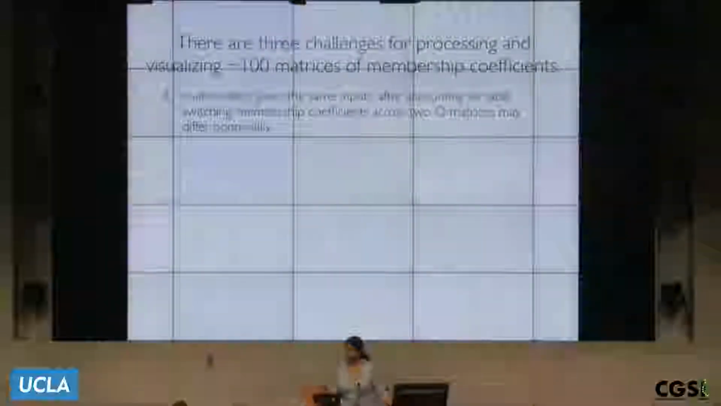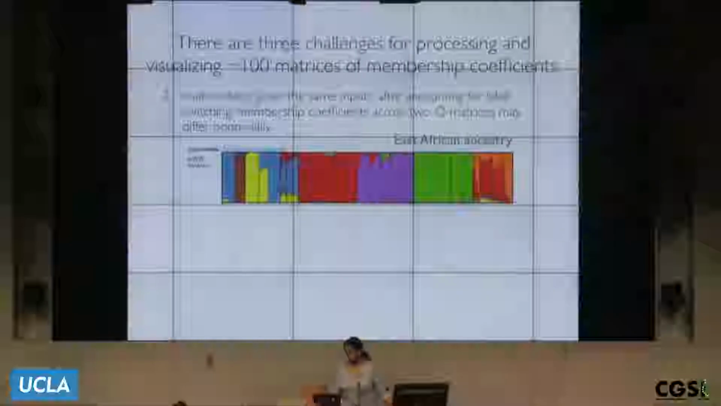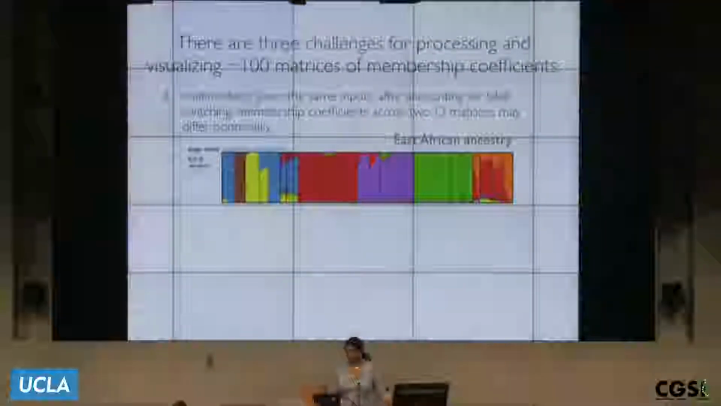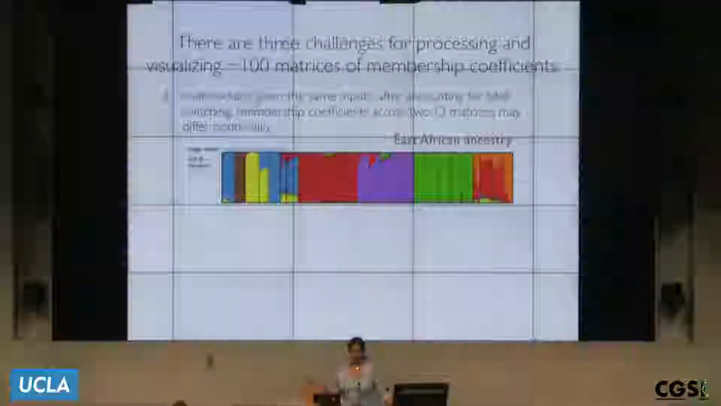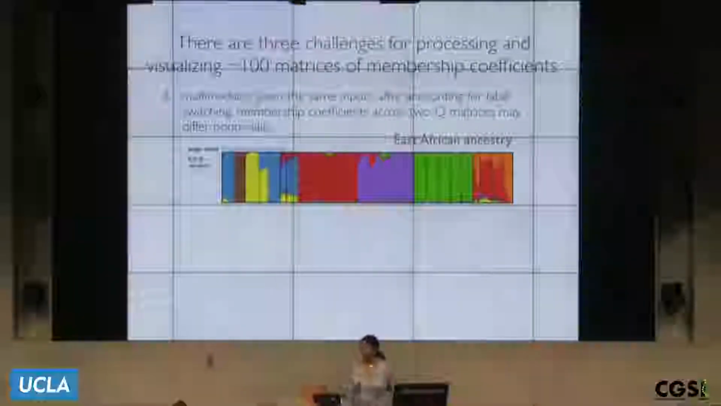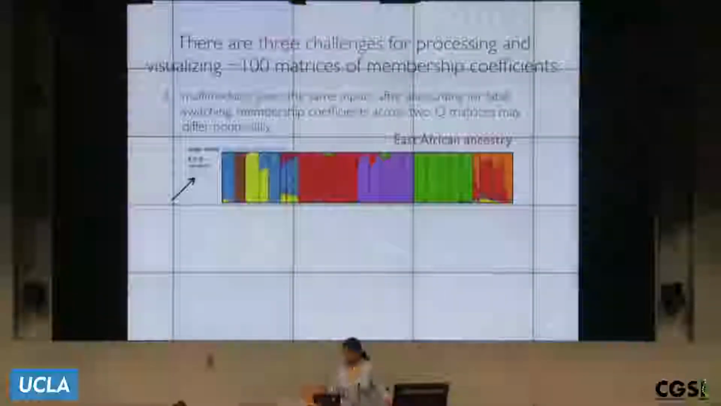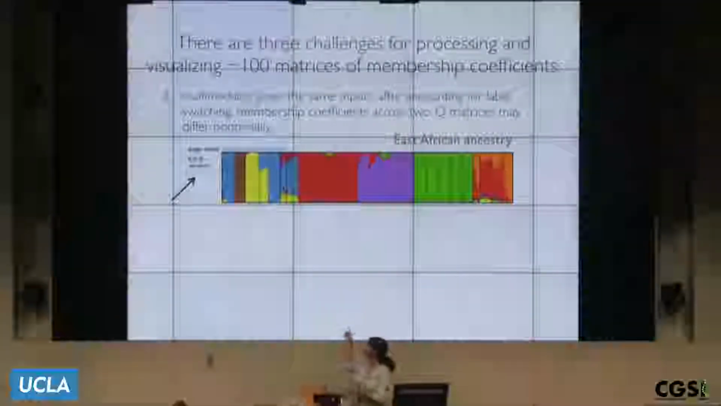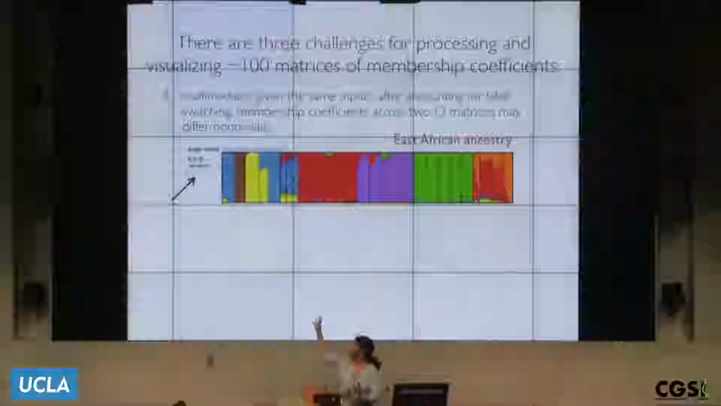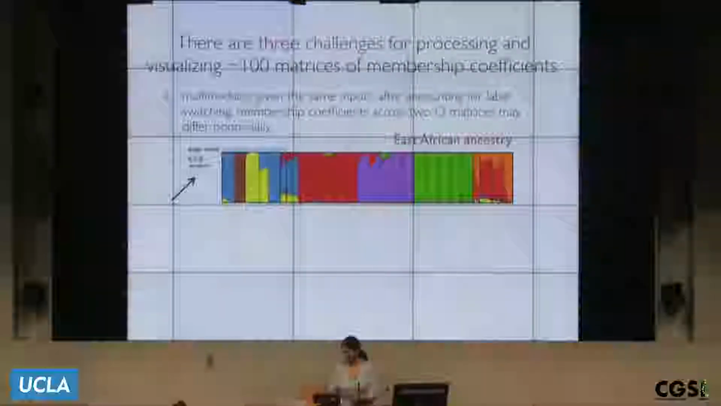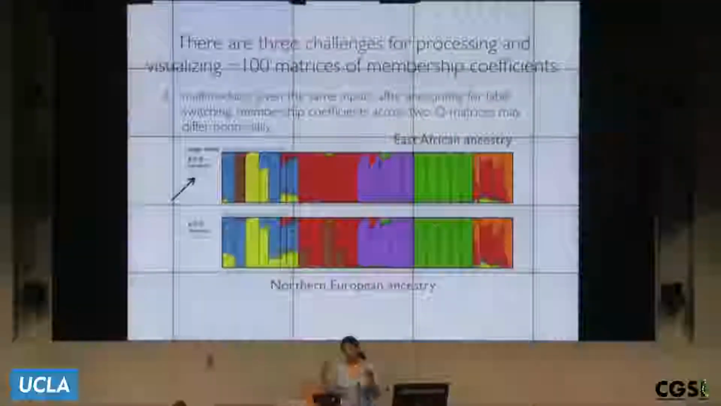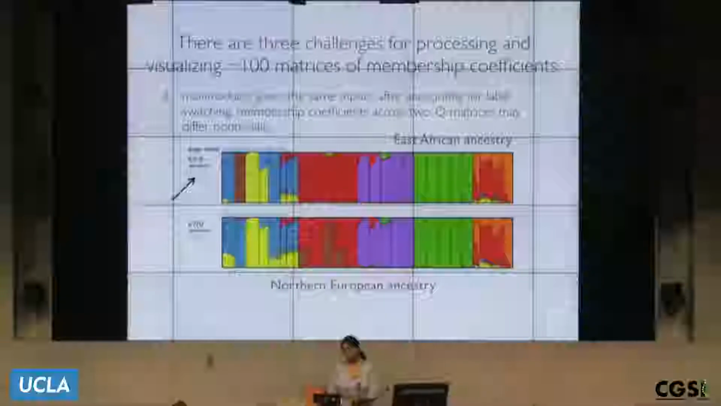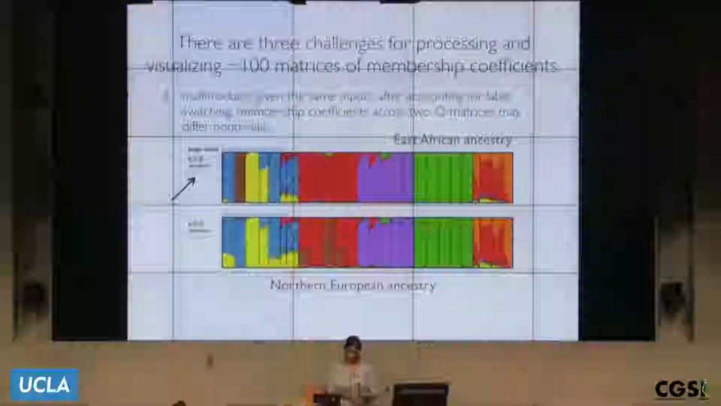Okay, so multimodality, here's one example. In analyzing the 1,000 genomes, if we do 10 runs at k equals 7, 5 of them converge on this solution. But there are 3 of them where the new cluster is brown. So it's East African ancestry. Those are the Luya in Kenya. But 3 of the 10 runs actually differentiate Northern versus Southern European ancestry.